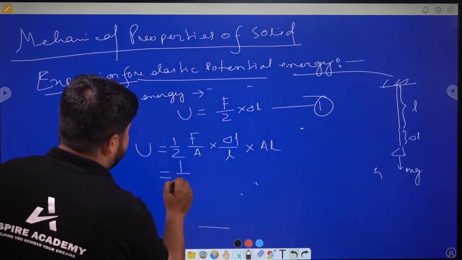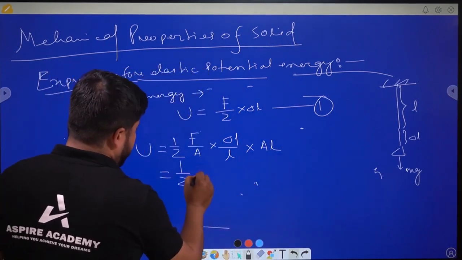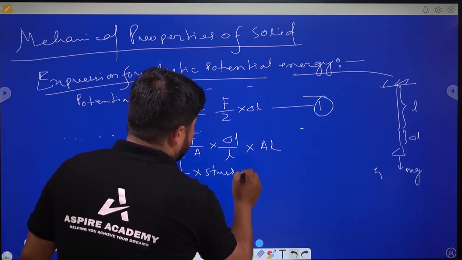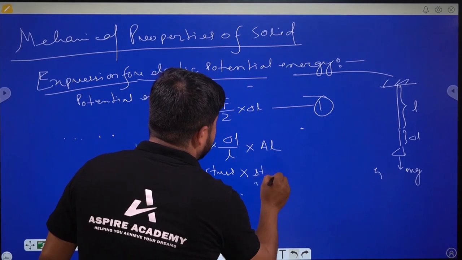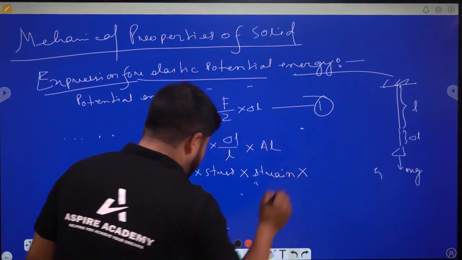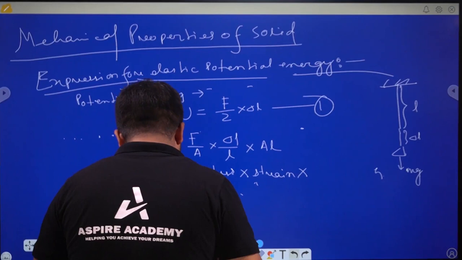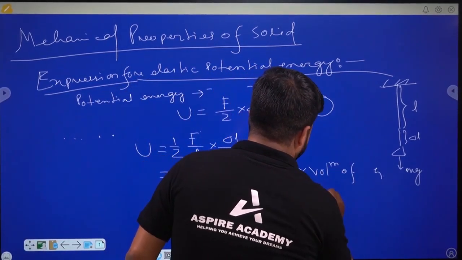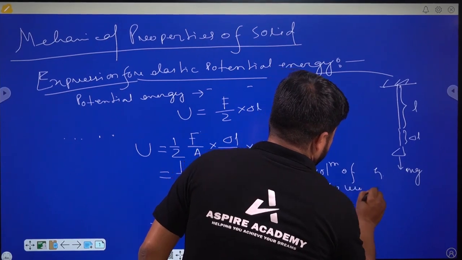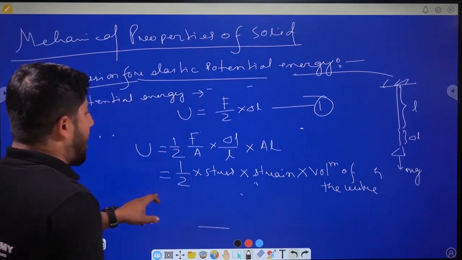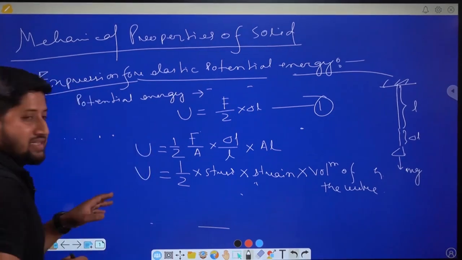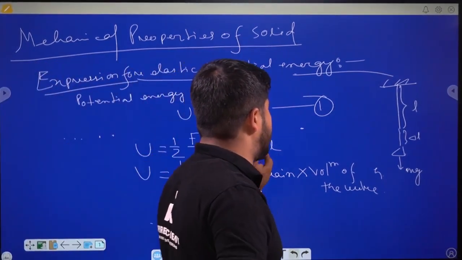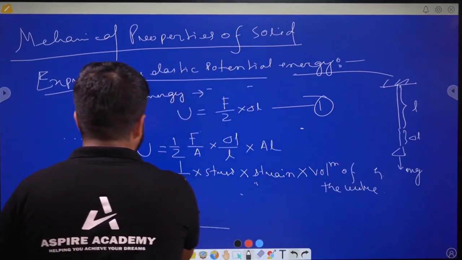So what is F by 2? 1 by 2. F by A means what? Stress, into del L by L, which is called strain. A into L is equal to what? Volume of the wire. So now the elastic potential energy we can represent as U equal to half into stress into strain into volume of the wire.